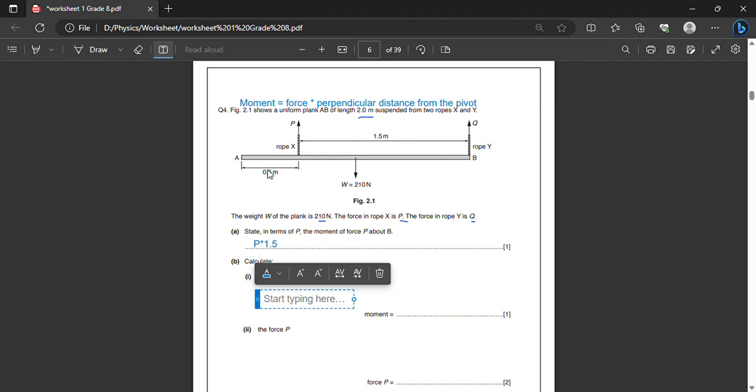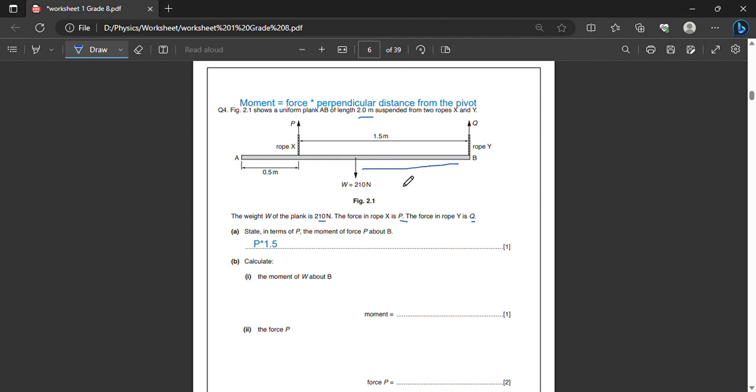Now the moment of W about B. Here W is 210, and from here to here is 1 meter. So the moment of W about B will be the value of W, that is 210 newtons, times 1 meter.